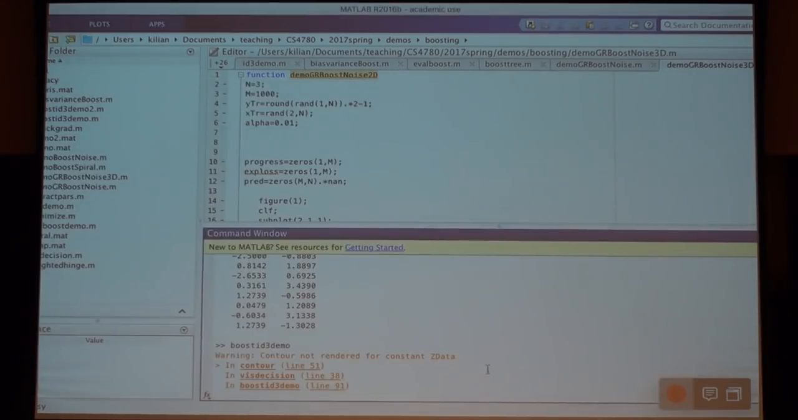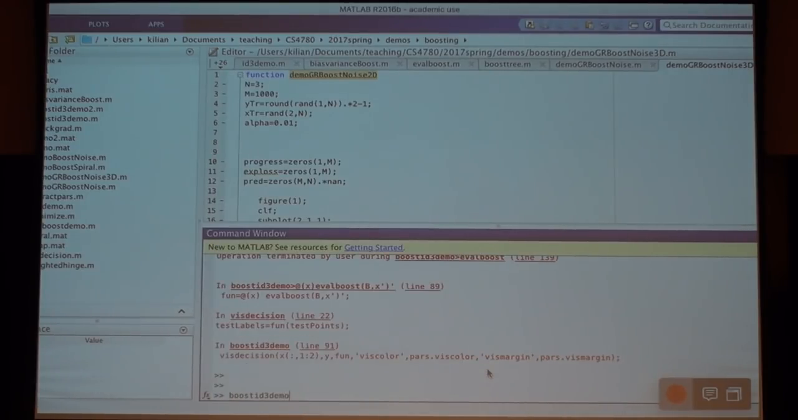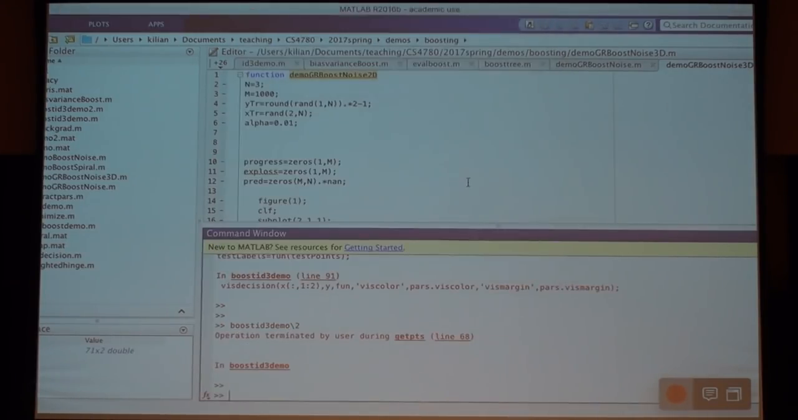Yeah, I actually have another demo, but it's not very good. I don't like this demo, but I'll show it to you anyway. Wait, what is this?